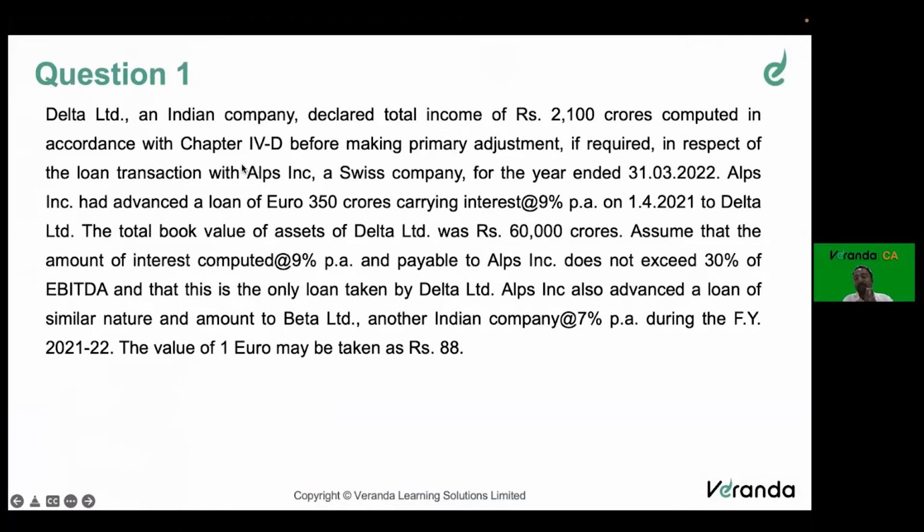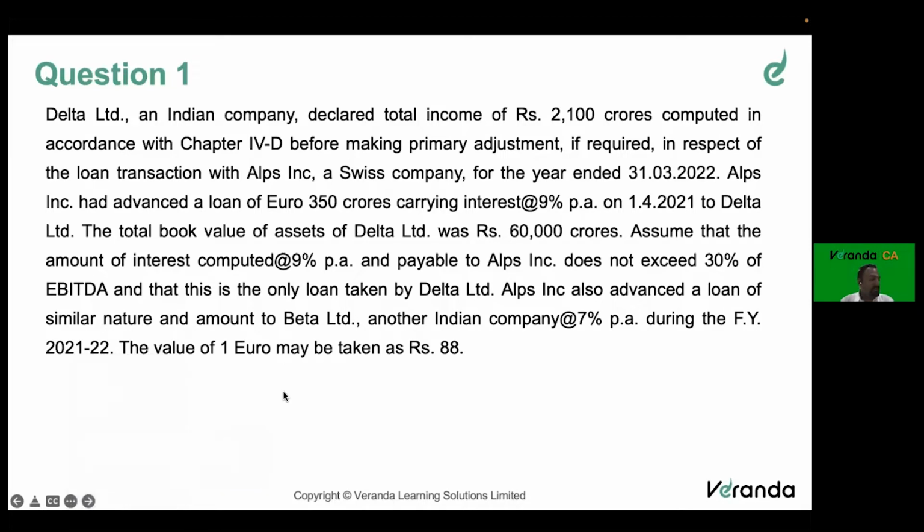Chapter 4D is your computation of income, so your business or profession is discussed in 4D. Before making primary adjustments, what exactly is a primary adjustment? It's typically relating to transfer pricing. One of the adjustments we discussed, the primary adjustment, is covered in section 92CE. So that's what is discussed here.